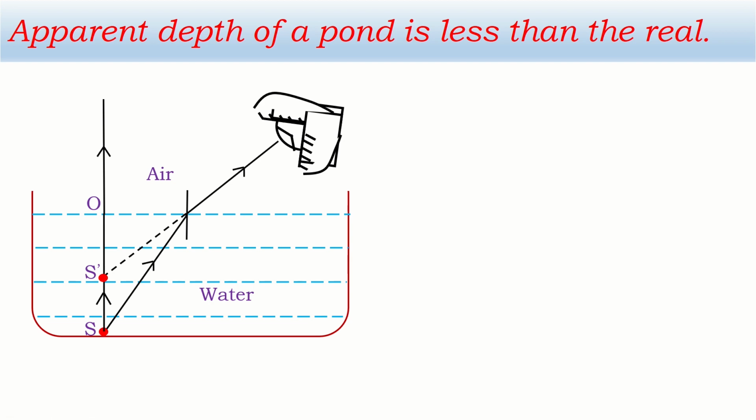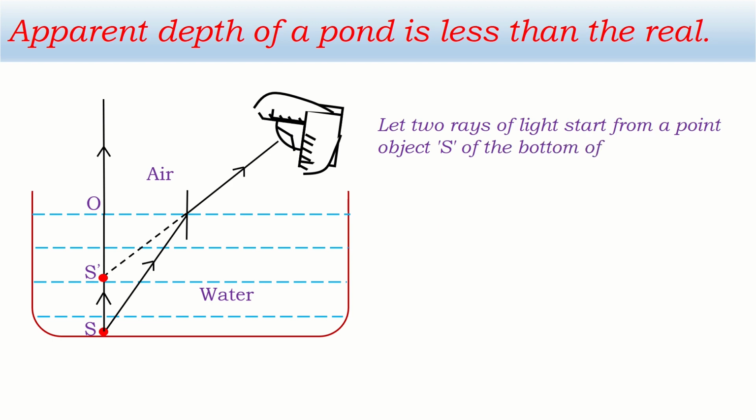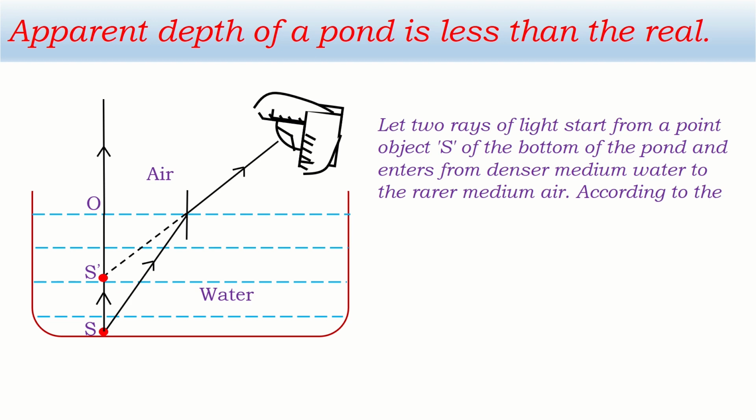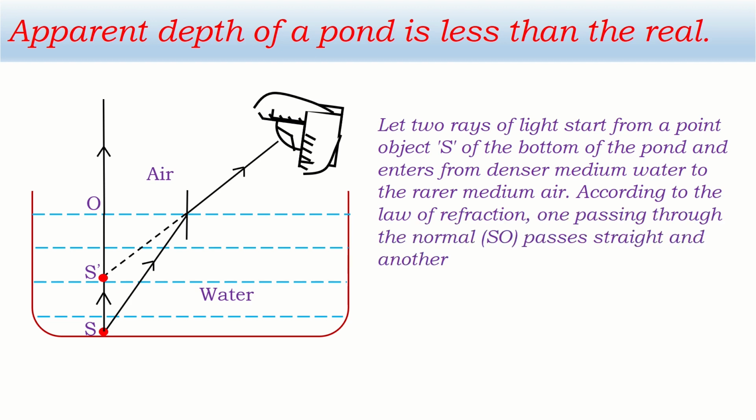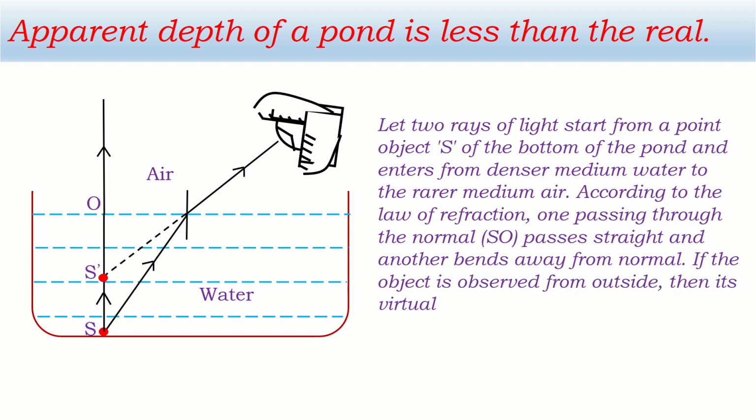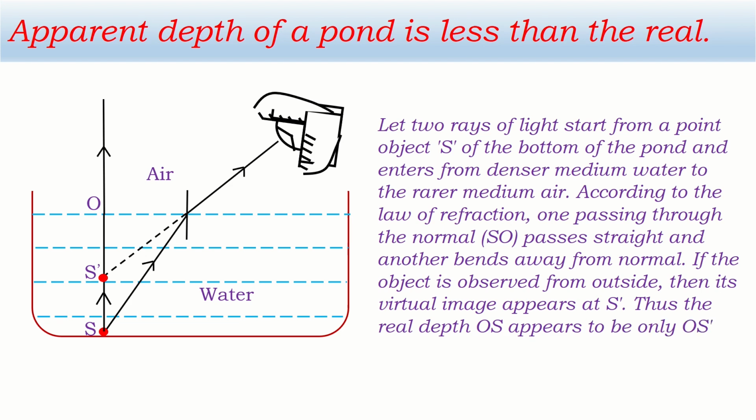We can write this shortly this way. Let two rays of light start from a point object S at the bottom of the pond and enter from denser medium water to the rarer medium air. According to the law of refraction, one passing through the normal, that is SO, passes straight and another bends away from the normal. If the object is observed from outside, then its virtual image appears at S dash. Thus, the real depth OS appears to be only OS dash due to the refraction of light.